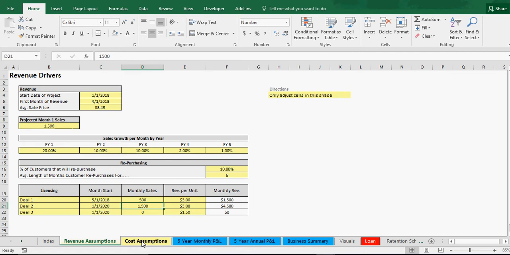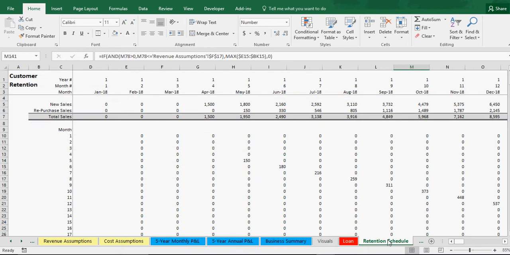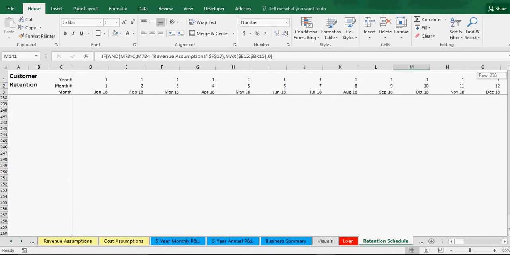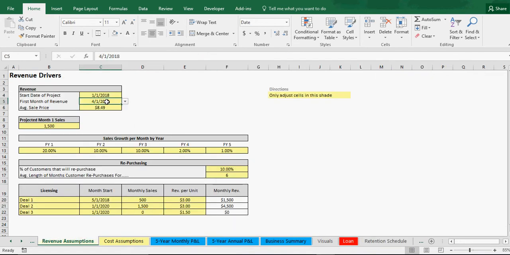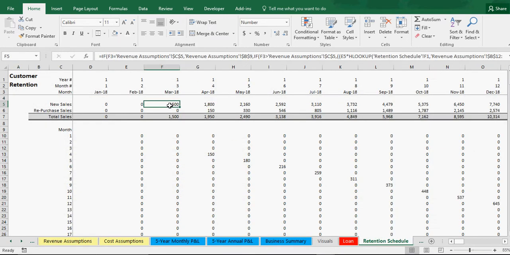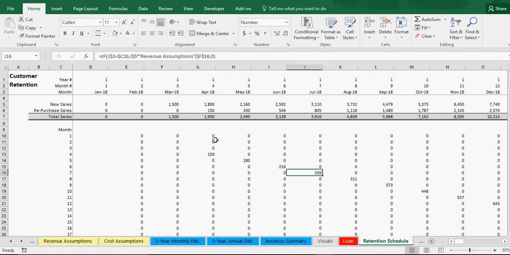The next is, well, actually, now that we've done the revenue logic, let me show you the retention schedule. This is all formulas here, and this is how I've built the logic. Real simple here, we started the sales in April. If we change that to March, then this would change to March. You see there, now it's 1 month back. So in all these, everything updates.